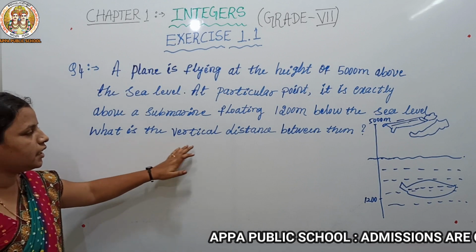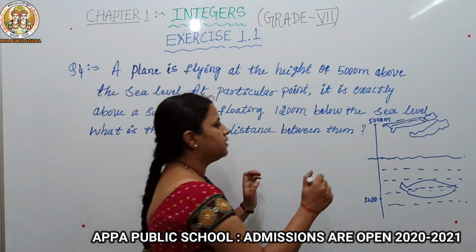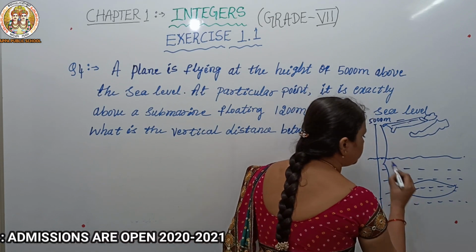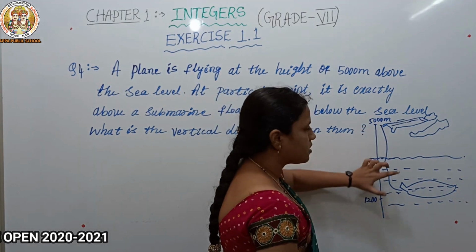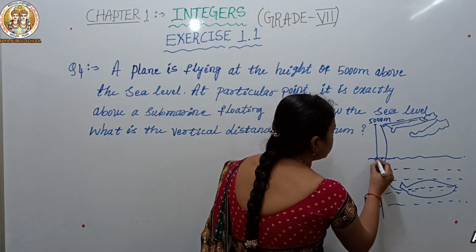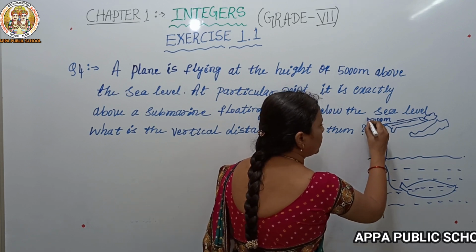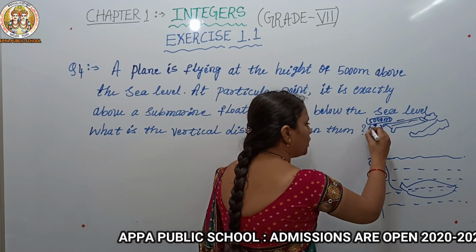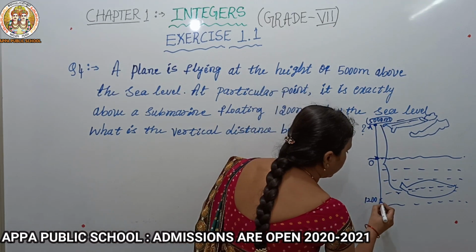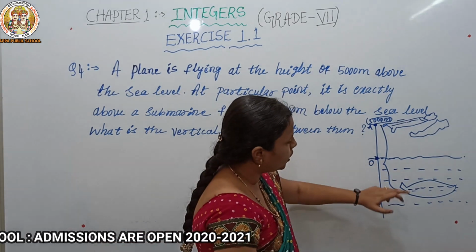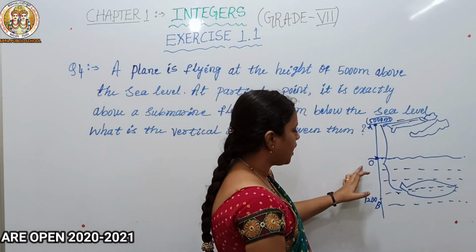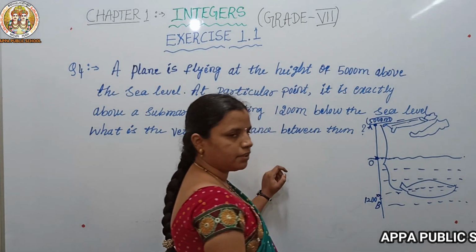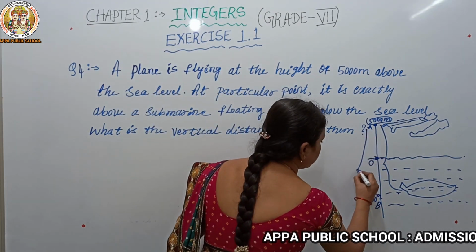Then what is the vertical distance between them? This is the plane and the submarine. From the plane to the submarine, what is the vertical distance we have to calculate here? From here to here we already have 5000 meters. I will take this point as O. From O to A, it has 5000 meters. And I will consider the distance below the sea level of the submarine as B. From O to B, it has 1200 meters.